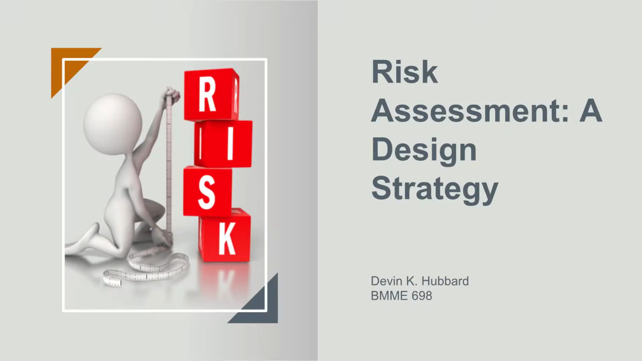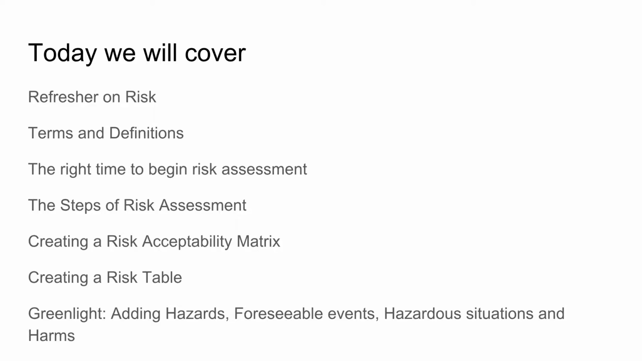So today we're going to start our risk assessment. Earlier in the semester we talked about risk-based design, and today we're actually going to implement creating a risk matrix in Greenlight as part of your homework. So today we're just going to briefly refresh ourselves on risk, some of the terms and definitions associated with it, a little bit about the right time to begin risk assessment, as well as the steps of actually doing risk assessment. And as part of that, I'm going to walk you through the creation of a risk acceptability matrix in Greenlight, and then creating a risk table. And we're going to go through and add hazards, foreseeable events, hazardous situations, and harms in Greenlight.